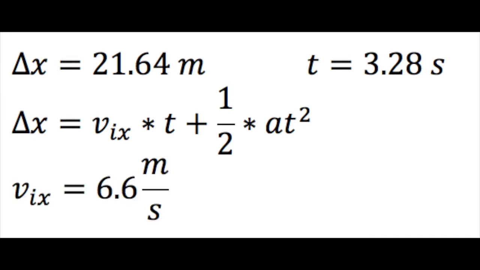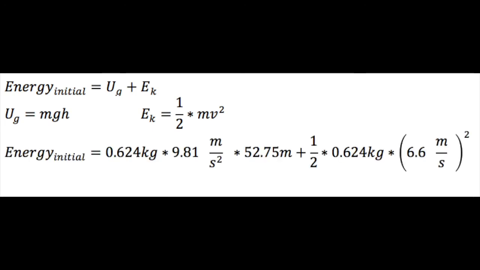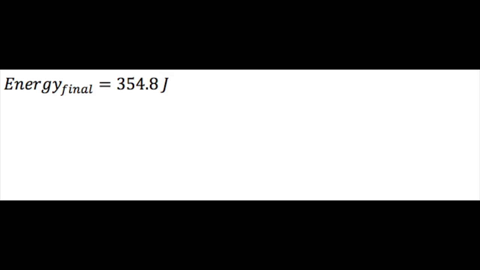But how can we find the speed when the basketball enters the basket? Simple. Energy. First, the ball starts out with both gravitational and kinetic energy. Given that the mass of a standard basketball is 0.624 kilograms, the initial sum of the energy is found to equal 354.8 joules. Since the law of conservation of energy states that energy can be neither gained nor lost within a closed system, by the time the ball reaches the hoop, it still has 354.8 joules of energy.